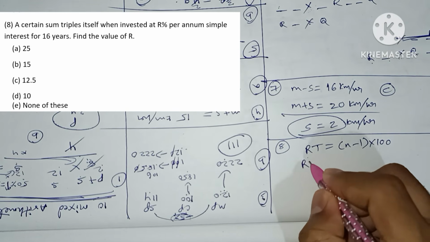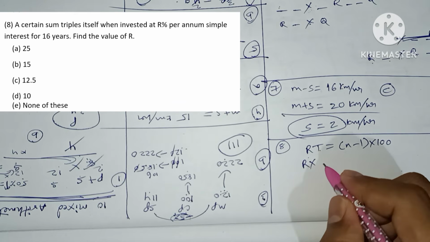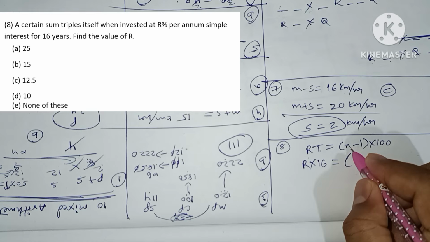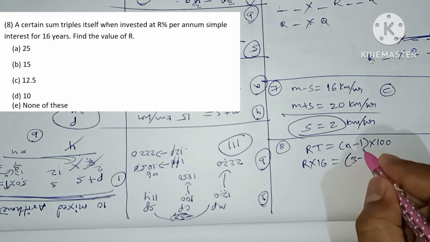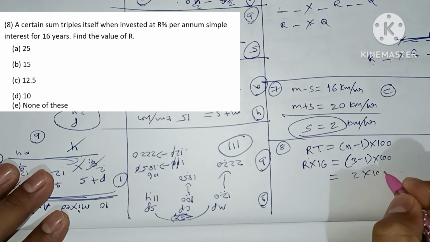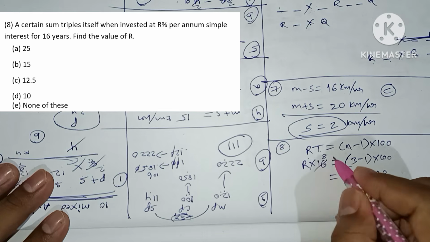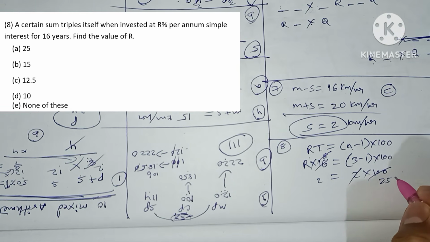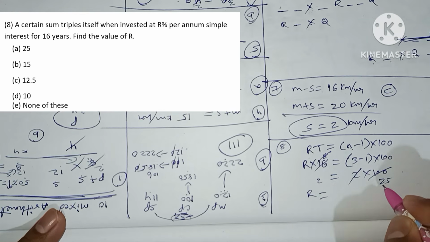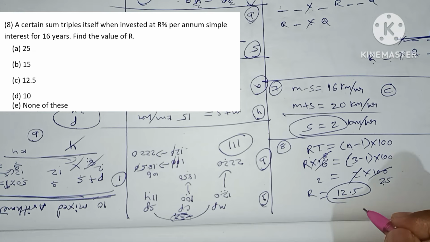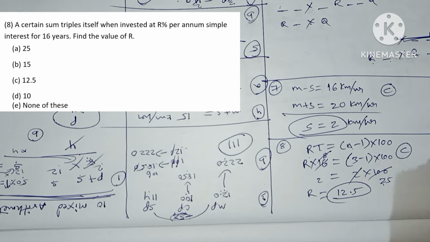Here the question asked is to find the value of R. So we don't know the value of R. Time is given as 16 years. How many times it multiplied is 3 times, it triples. So 3 is the n, so (n minus 1) into 100. So we get 2 into 100, 8 times, 4 twos and 4 twenty-fives. So R value will be 25 divided by 2, which will be 12.5 is the answer. So option C is the answer for the 8th question.